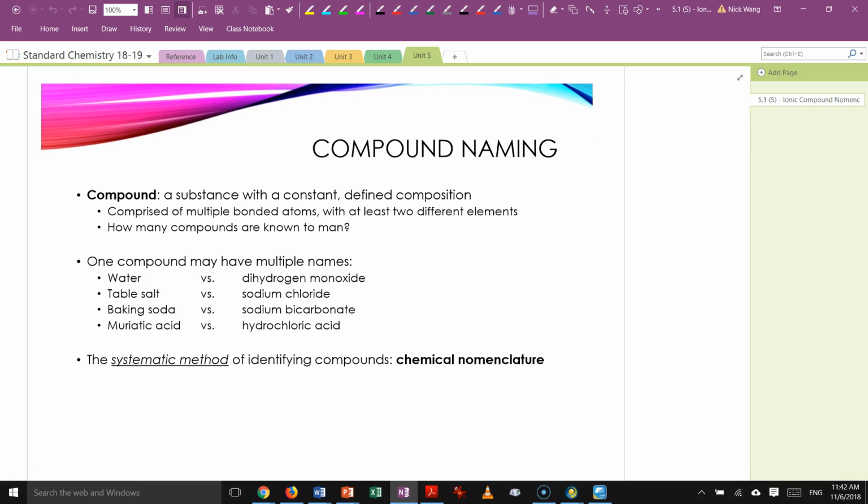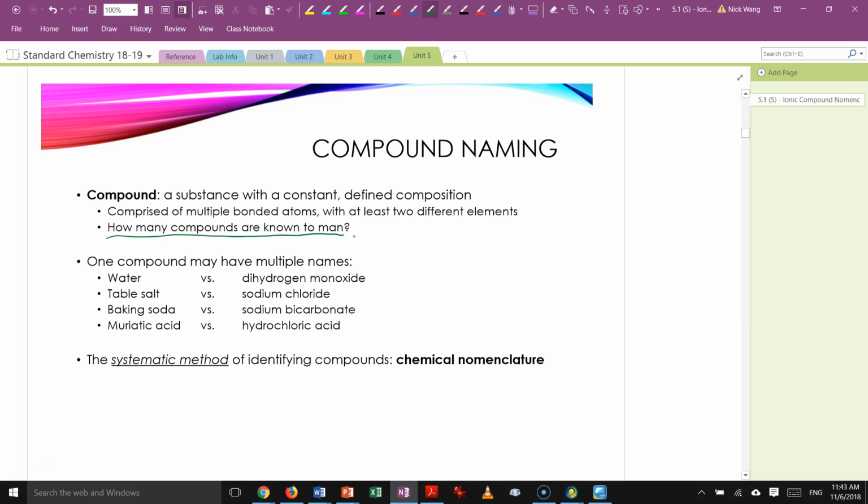All right, so chemical naming really is the key to this. So a compound, as you know, is a substance with a constant defined composition. We know that it's made of multiple elements. And of course, it's important to recognize that we have a lot of compounds. We recognize, as humanity, that we know a lot of compounds. So the problem is, how do we exactly identify them and name them, because they're all important in some way, shape, or form.